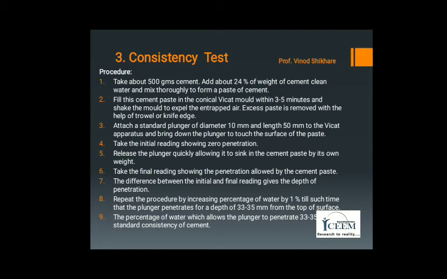penetration. Repeat the procedure by increasing the percentage of water by 1% till such time that the plunger penetrates to a depth of 33 to 35 mm from the top surface. The percentage of water which allows the plunger to penetrate 33 to 35 mm is known as the standard consistency of cement.